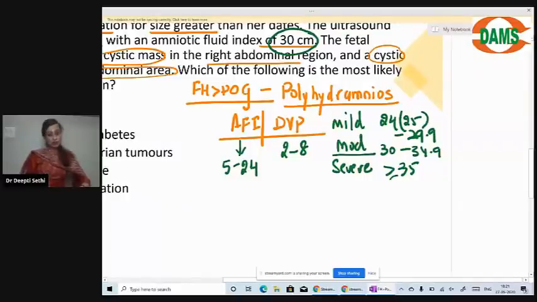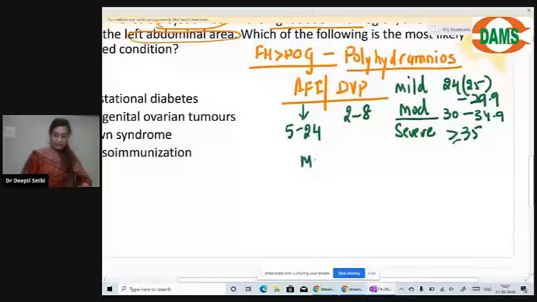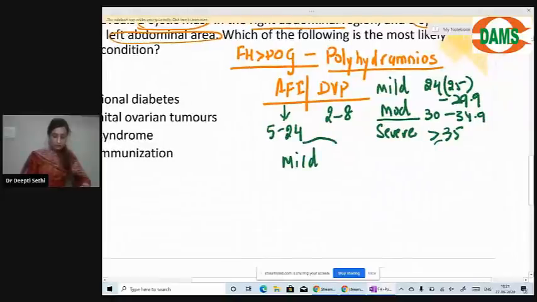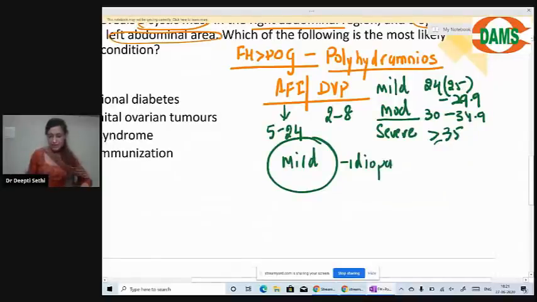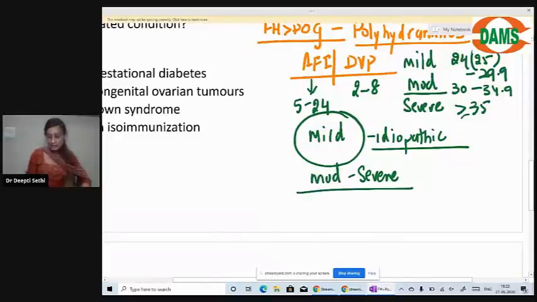Why is this important to know? Because when we talk about mild, moderate and severe, the relevance here is that if it is mild polyhydramnios, the most common cause is actually idiopathic, and there would not be any significant finding in the baby. But once the MCQ says there is a moderate to severe polyhydramnios, or this is what you see in clinics, then you should definitely look for gross congenital anomalies, which is what we did for this baby.